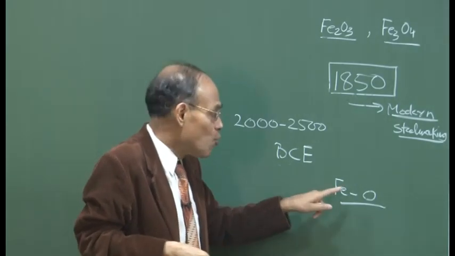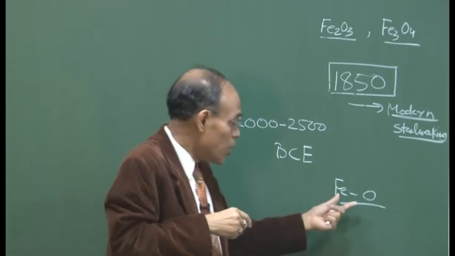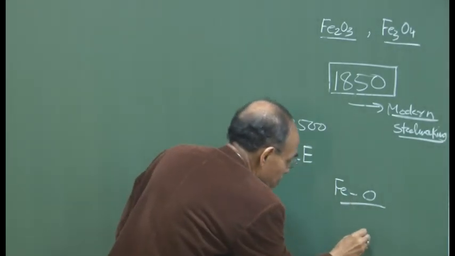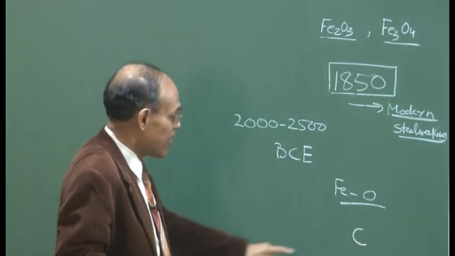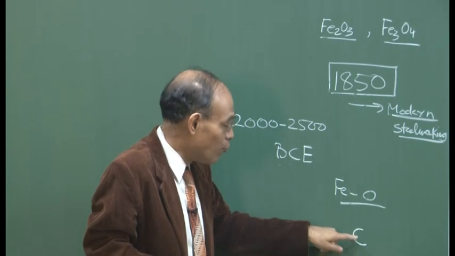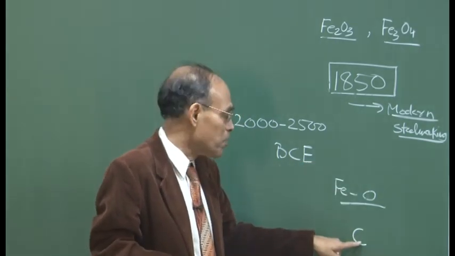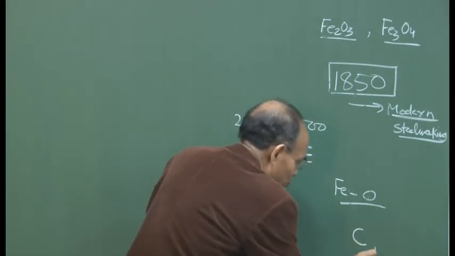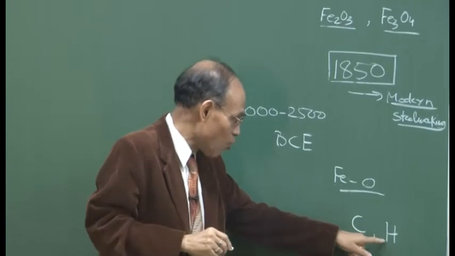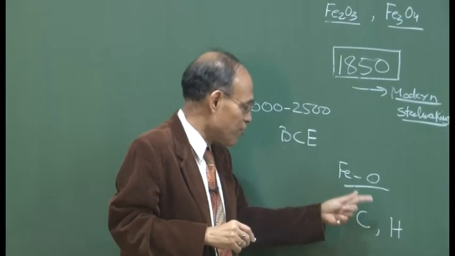Now, to break this bond, you have to supply thermal energy and use an element which has a greater affinity towards oxygen, such as carbon. So if you can create a condition under which oxygen has greater affinity towards carbon, or, primitive man of course did not have access to hydrogen. Today we are talking about hydrogen also, so hydrogen iron making, through hydrogen reduction.